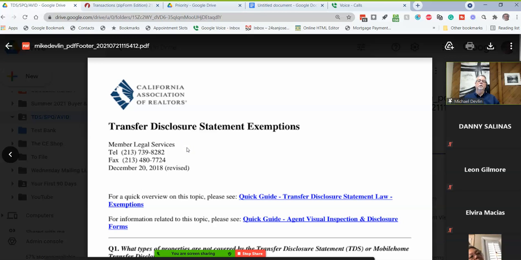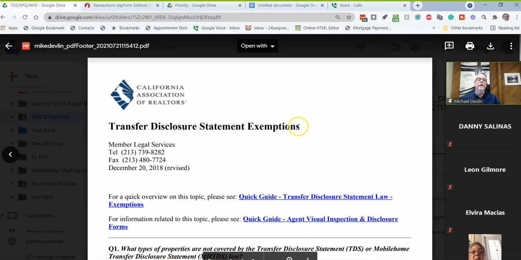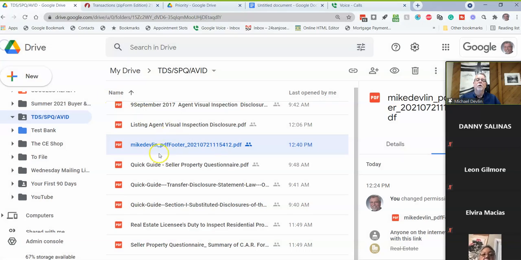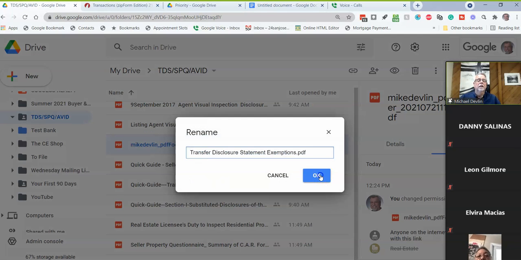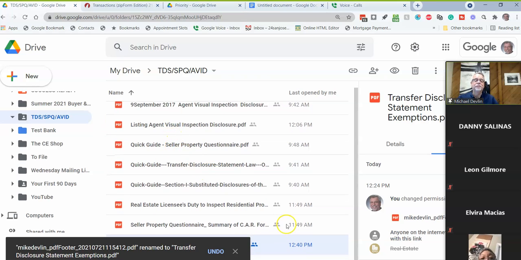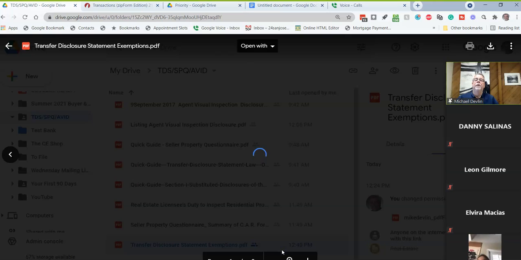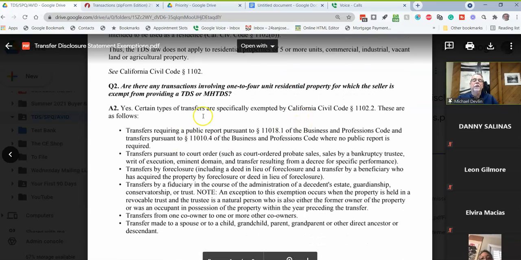Is this the one? How about this? Transfer disclosure statement exemptions. I'll rename that. I knew I had included it someplace. So I'll rename that just to make it a little bit easier. How about that? All right. So, exemptions. There aren't very many. So there's some links here which would work. And are there? Here they are.